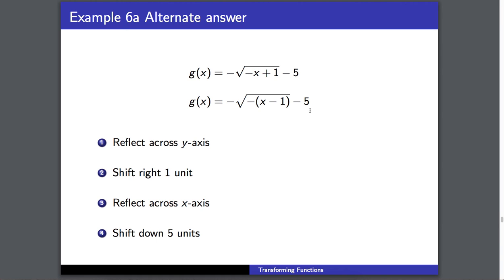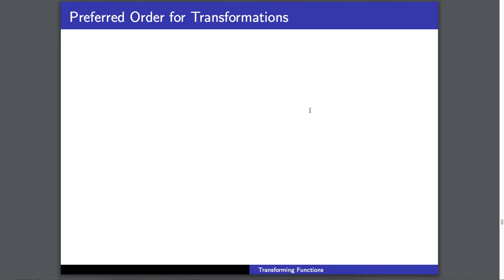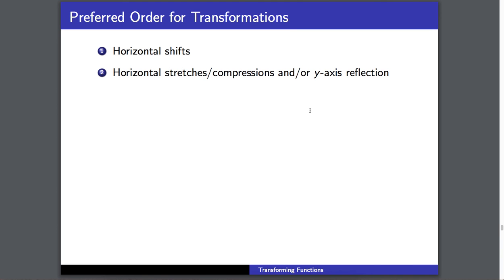And just so there's really no confusion as to, well, I did it this way, someone else did it that way, you may both be correct. To provide some sort of consistency and a little bit of standardized approaches here, we're going to look at our preferred order for transformations. So first, any horizontal shifts that we happen to deal with. So like the +1 moved it to the left 1 space. Then any kind of horizontal stretches or compressions and or reflections across the y-axis. So we saw what happens when we multiply our input value, our x value, by a negative or a positive number not equal to 1.